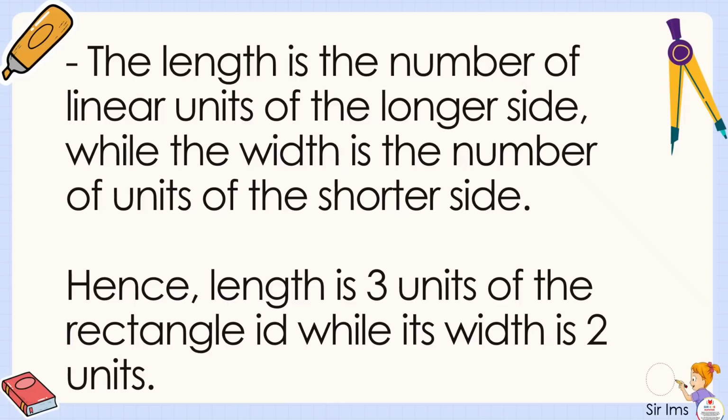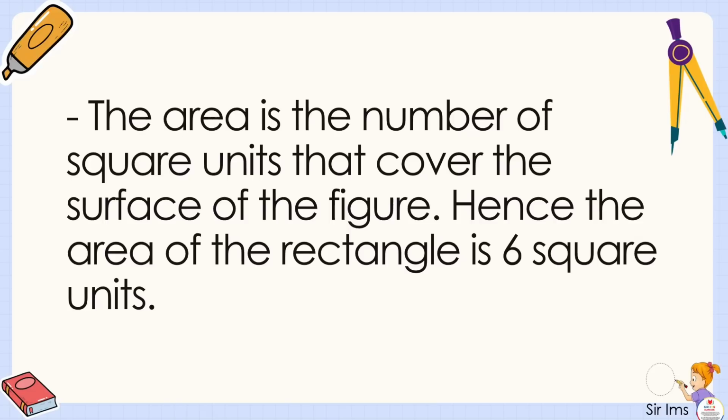The length is the number of linear units of the longer side, while the width is the number of units of the shorter side. Hence, the length of the rectangle is 3 units, while its width is 2 units. The area is the number of square units that cover the surface of the figure. Hence, the area of the rectangle is 6 square units.